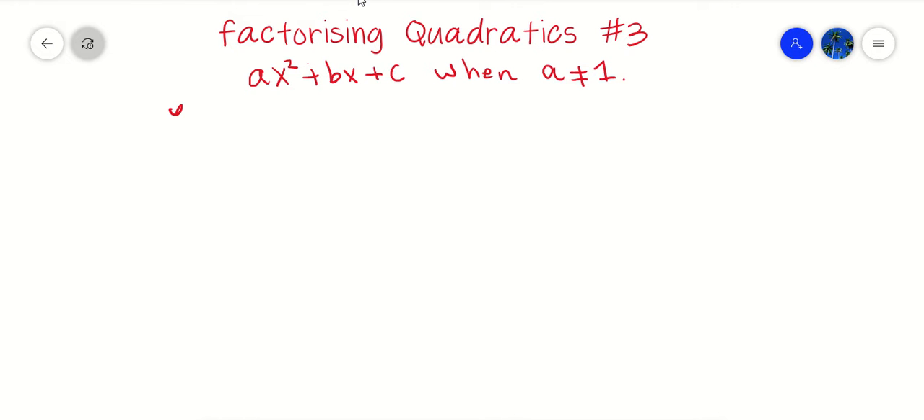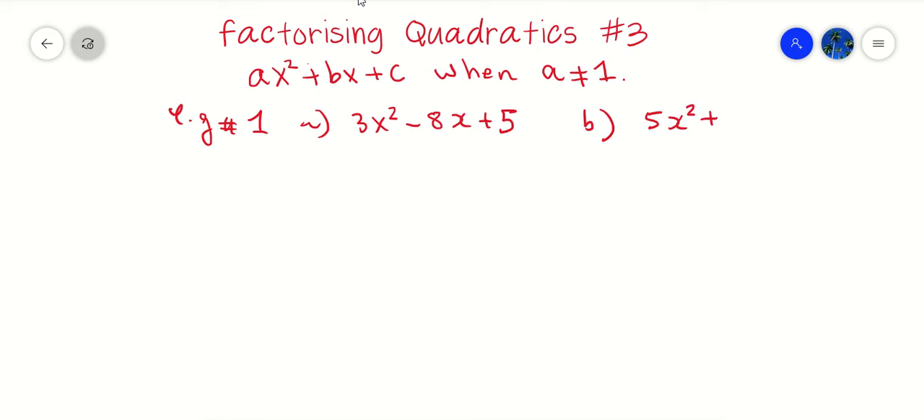Let's say acha tuchukue example number 1. Example number 1 kuna part a ambayo zote tunatakiwa tu factorize. Tumepewa 3x square minus 8x plus 5. Na part B tumepewa 5x square plus 8x minus 4. Tunaambiwa tu factorize. Kwa hiyo nikianza na part A ambayo ni 3x square minus 8x plus 5.